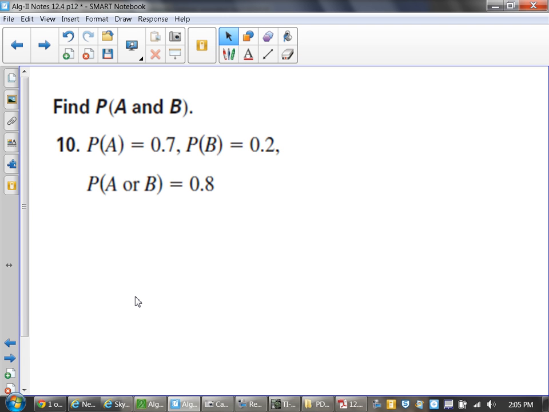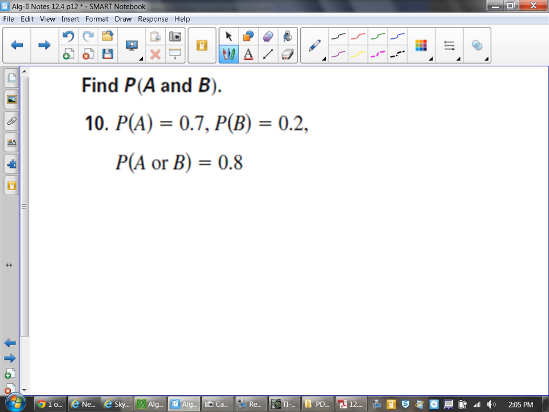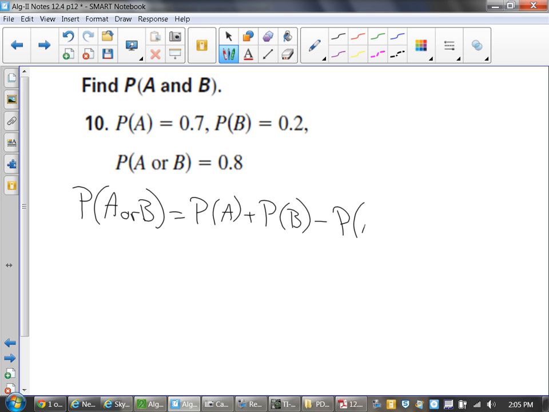Have you ever seen it written out as intersection and union before? It was just habit for me to write it like that. So in this case here, it's nothing more than an equation. The probability of A or B is the probability of A plus the probability of B, minus the probability of A and B. Fill in the blanks.